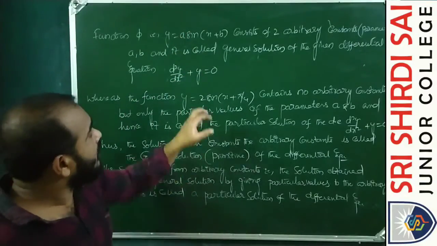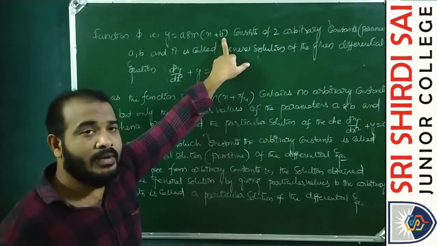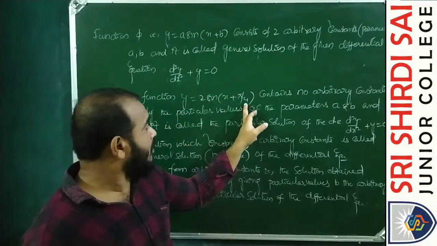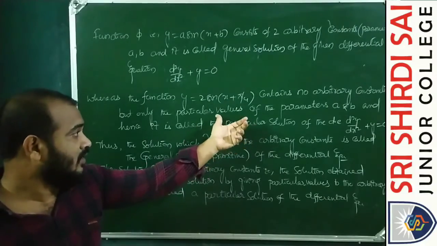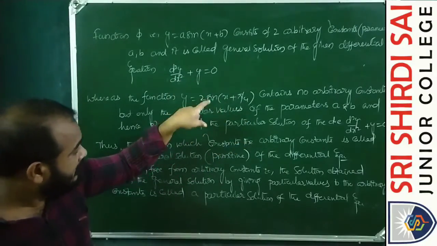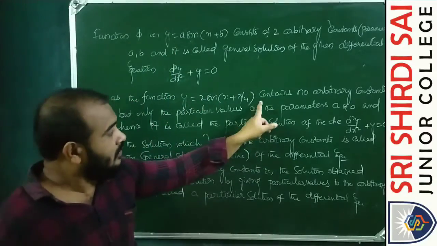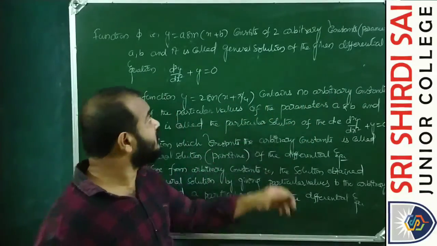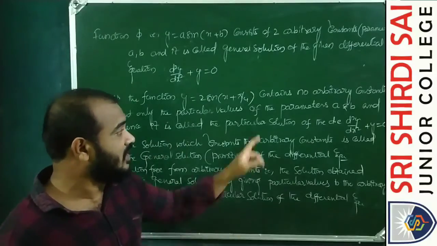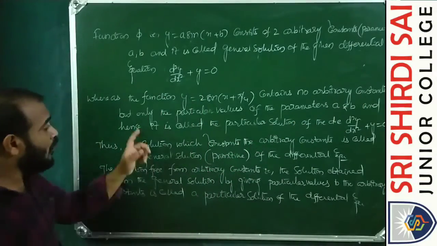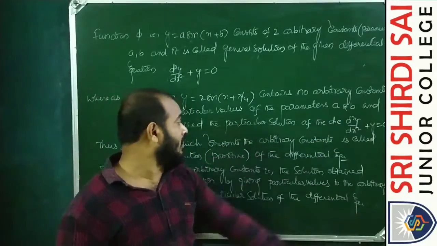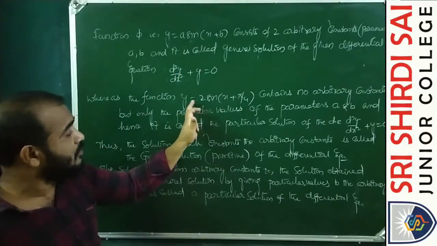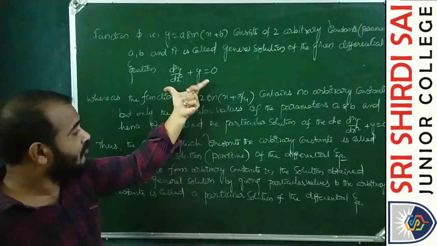And here a equals 2 and b equals pi by 4 we have substituted. Then y equals 2 sin x plus pi by 4. Again we differentiated and substituted back in this equation. This also is satisfied. Here the function y equals 2 sin x plus pi by 4 contains no arbitrary constants. Here a and b were the arbitrary constants; now we have only particular values of the parameters a and b, and hence it is called the particular solution. This is the general solution and this is the particular solution. Both satisfy the given differential equation.